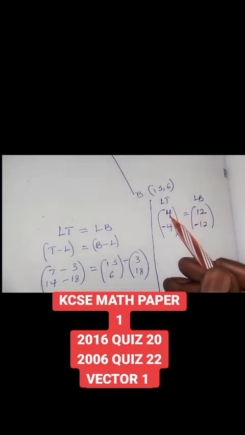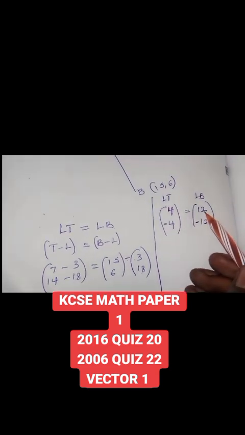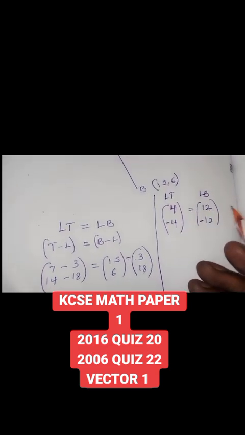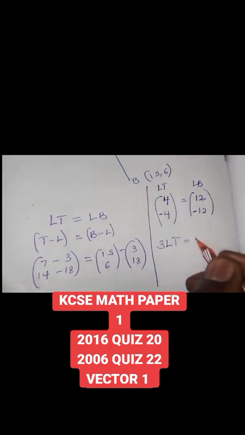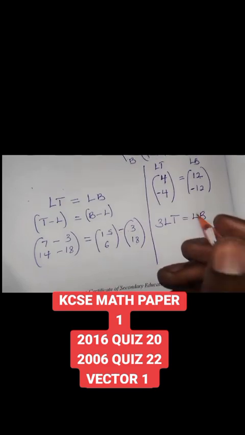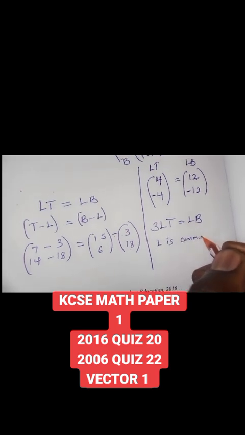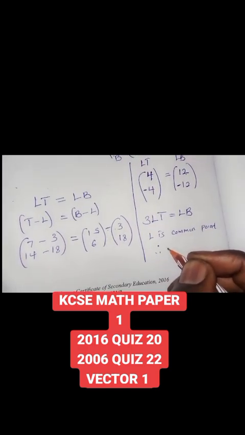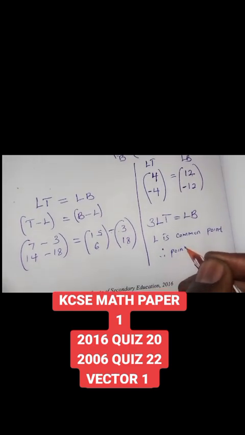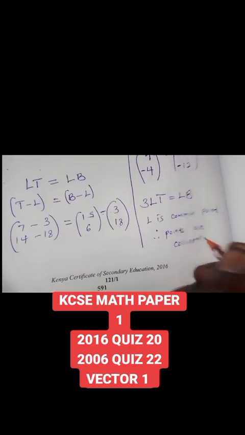So what do you realize here? That there's a certain number, if I multiply it by this side, I'm supposed to be getting 12. Which number is that? 3. Therefore, 3 times LT, I'll be getting LB. So I'll conclude by saying that L being a common point, therefore the points are collinear. Thank you very much.